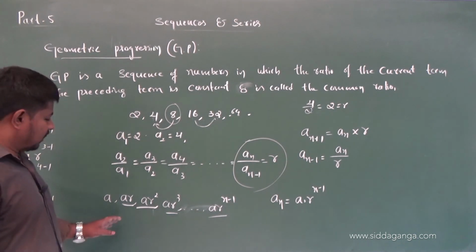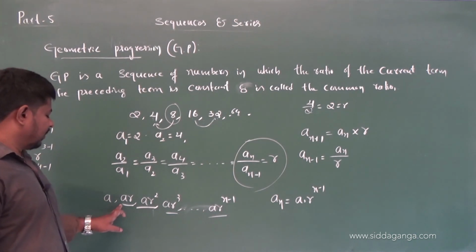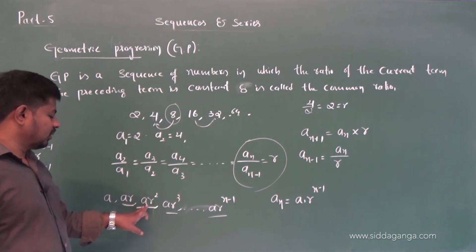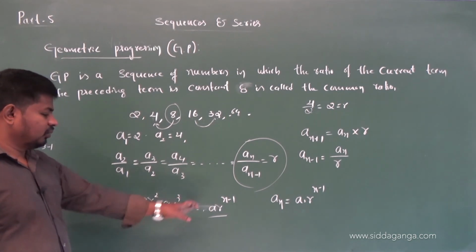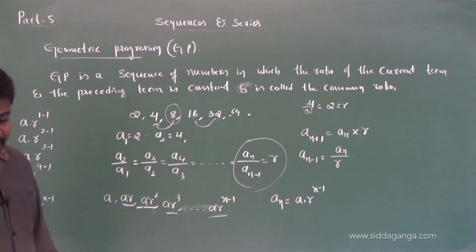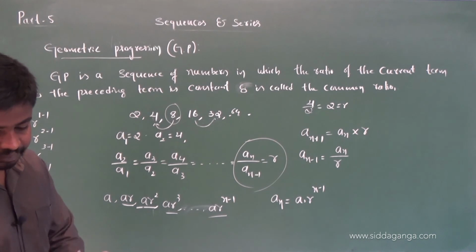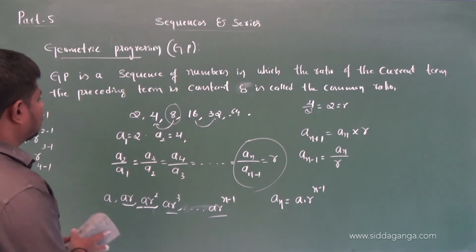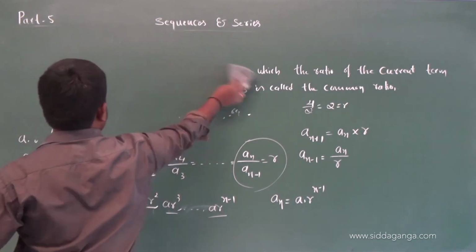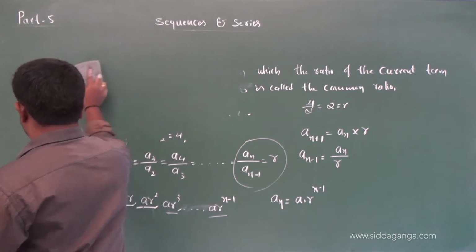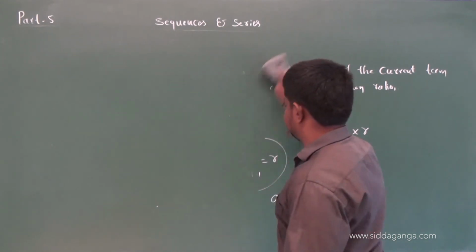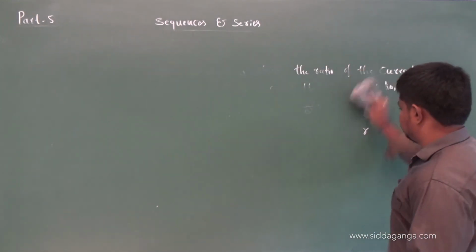And the general form of a GP sequence is what? If I take A as first term, A a non-zero number, AR becomes the second term, AR square the third term, AR cube the fourth term, and so on, and the nth term is what? AR power of n minus 1. Okay, so this is an important result. Geometric progression is a sequence of numbers in which the ratio of consecutive terms is constant, and it is called the common ratio, denoted by R.